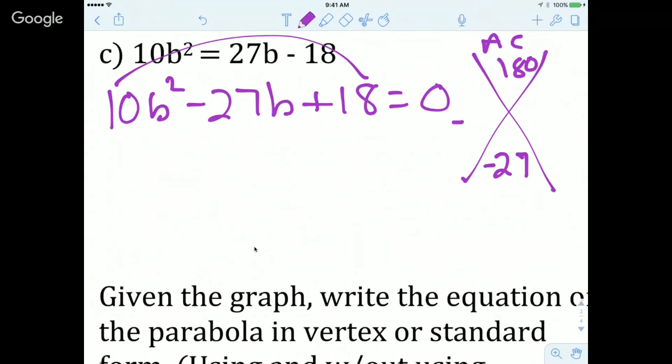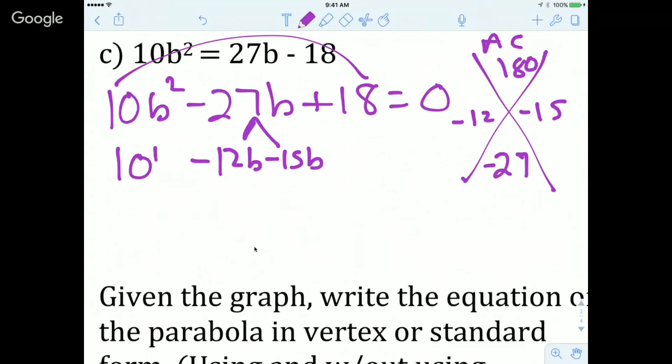So we have negative 12 and negative 15. Beautiful. Now this is the A times C, split the B. Negative 12B, negative 15B, bring down the 10B squared, bring down the plus 18.